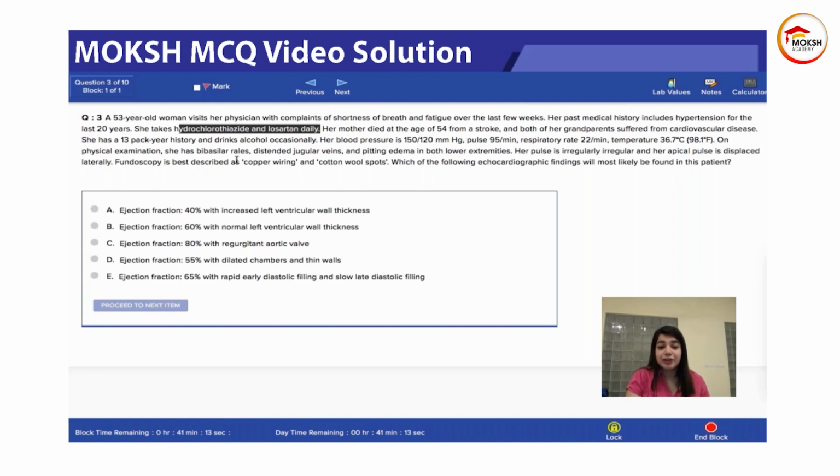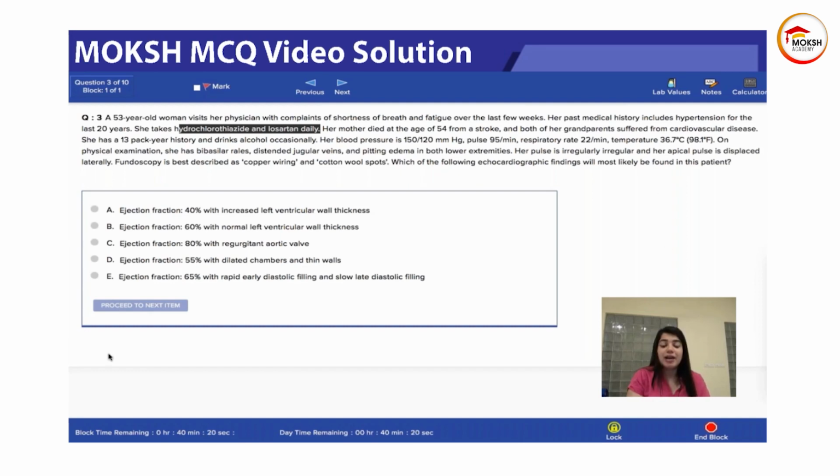Also, look at her fundoscopic findings. She has copper wiring and she has cotton wool spots. They're actually signs of hypertensive ophthalmopathy. So in this patient, what would your option be? Okay. What is the normal ejection fraction, and after what ejection fraction do you say that the heart is failing?